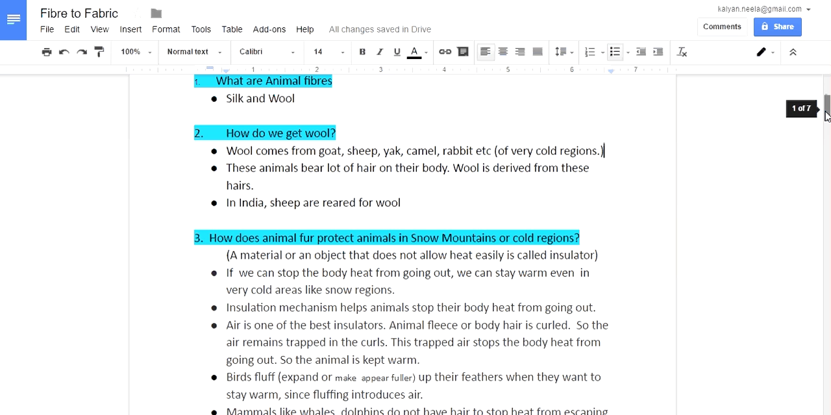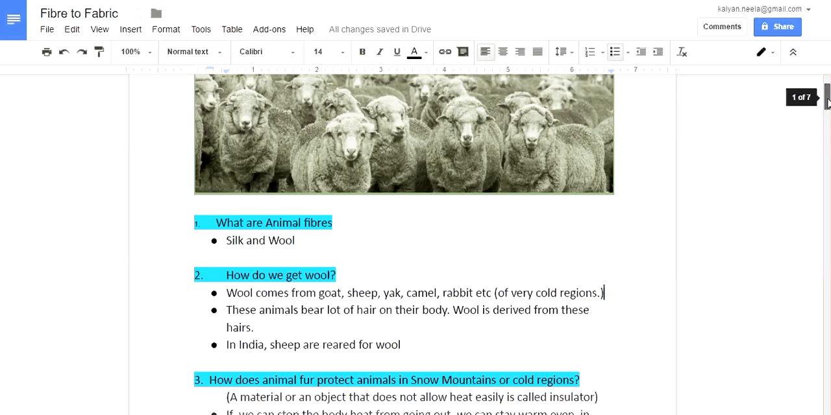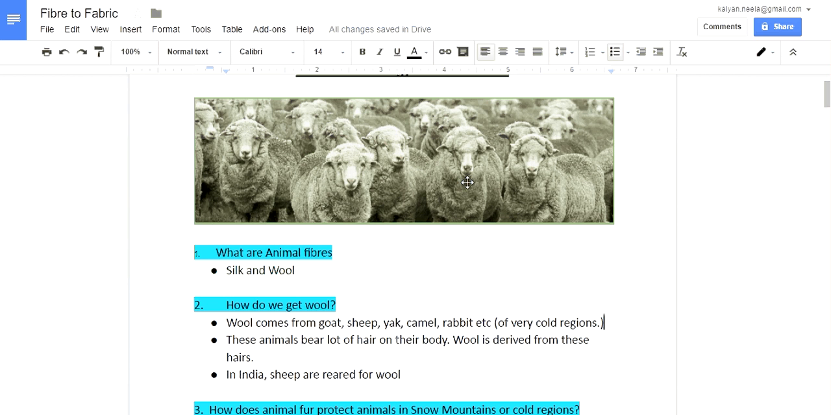Let me explain what the insulator is. Like we discussed earlier, animals in cold regions will develop a thick layer of fur on their body. This fur is thick and curly. When air gets in, the air gets trapped inside the fur, so air cannot come out. Lots of air gets trapped inside their fur.